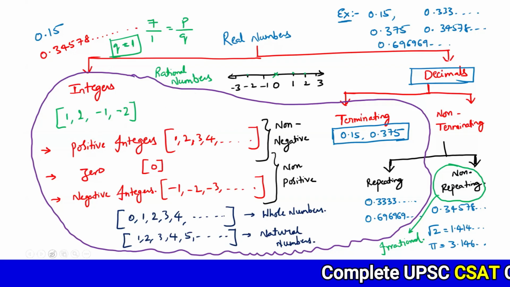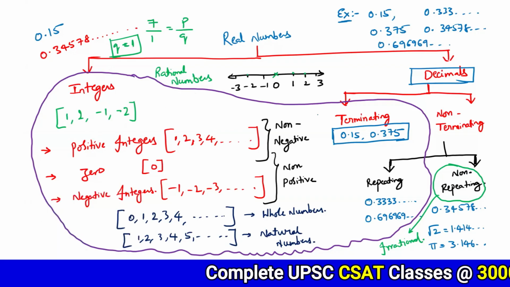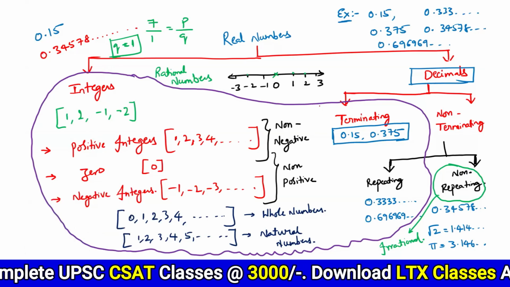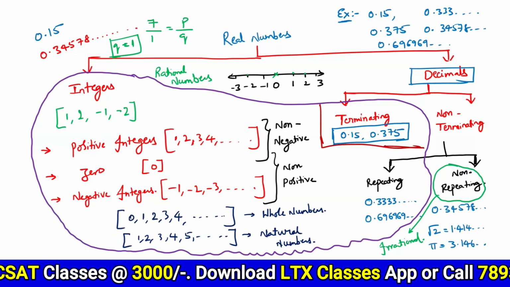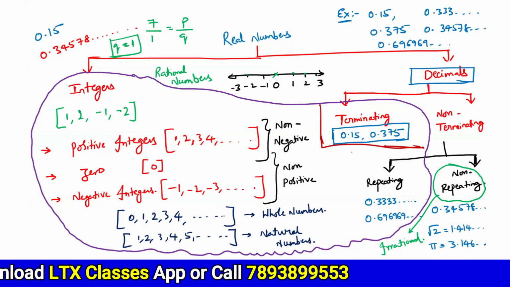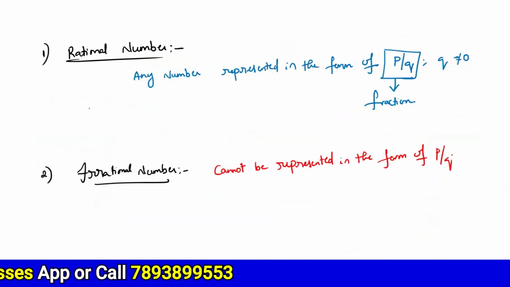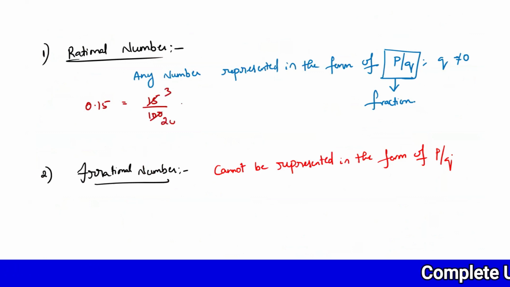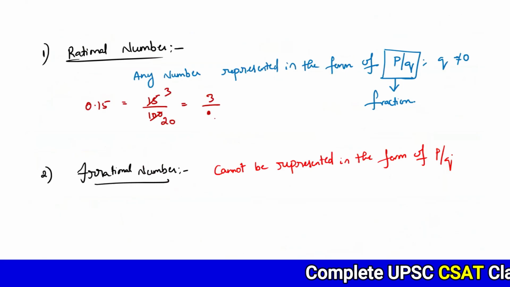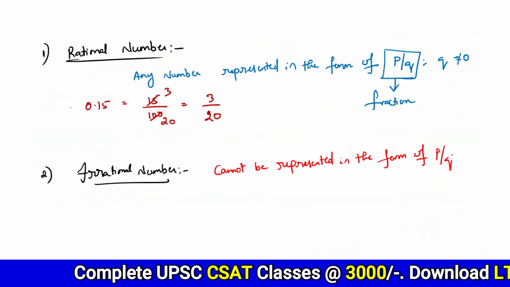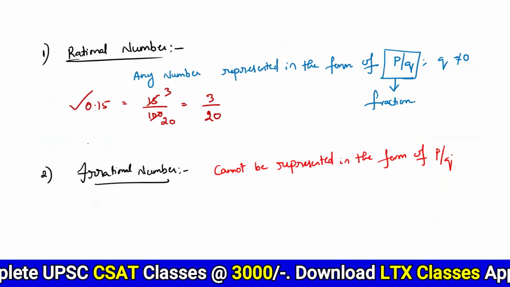But the most important thing is understanding this one. Terminating decimal and non-terminating repeating decimal is very important. See, the example I wrote here is 0.15. 0.15 means it can be represented as 15 divided by 100, which is 3/20. It is represented in the form of a fraction, that is P/Q, where Q is not equal to 0. Yes, this is a rational number.